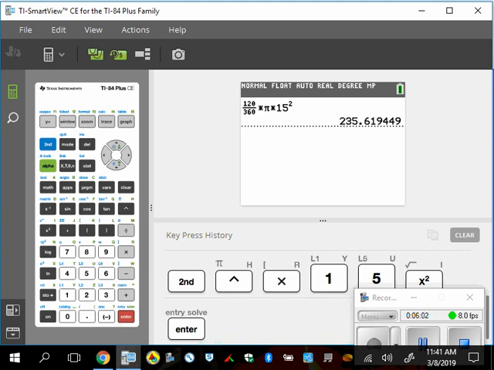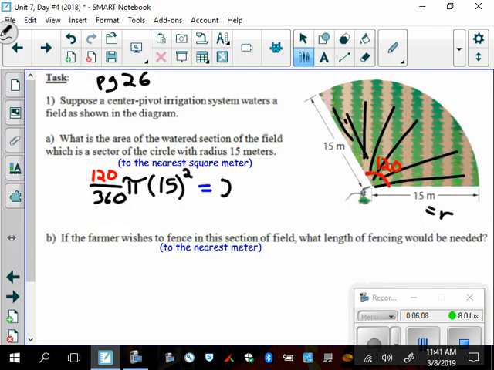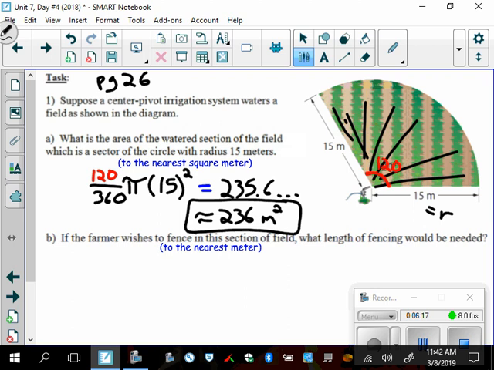And this gives me 235.619449, and to the nearest meter, this would cover 236 square meters.